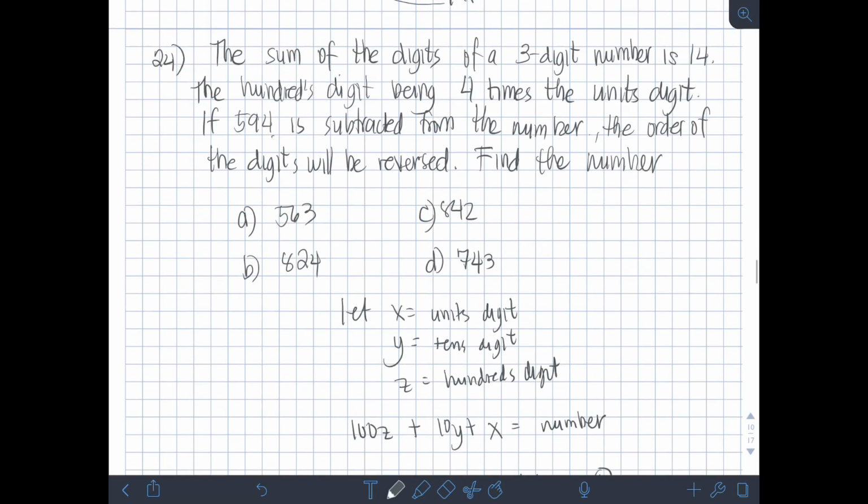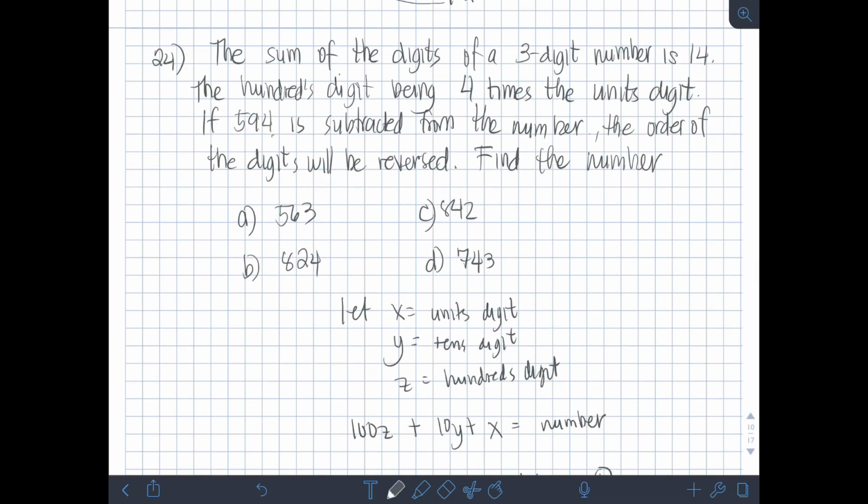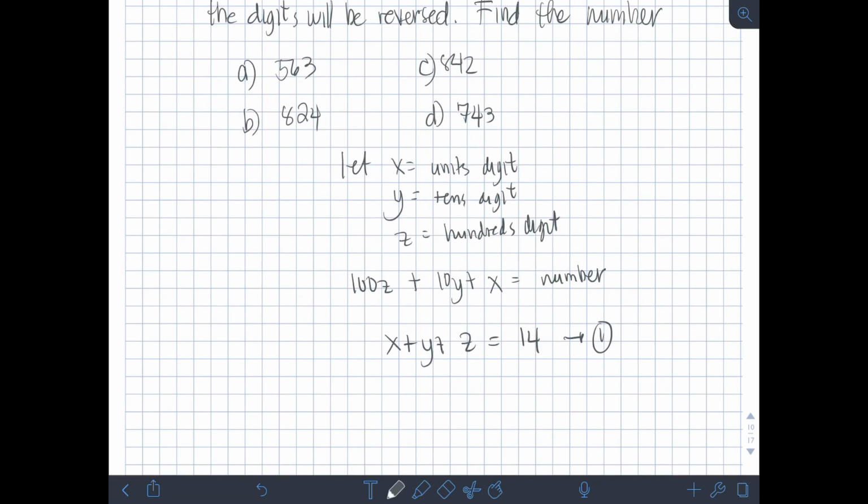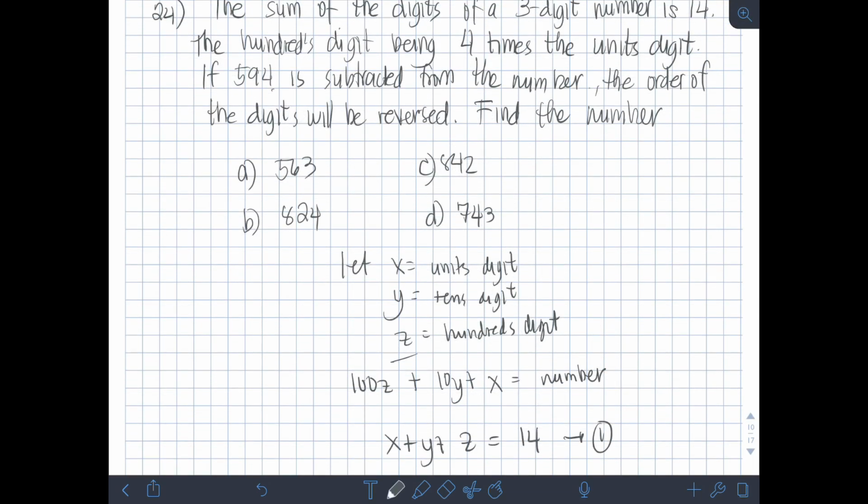Equation 1. Next, the hundredths digit being 4 times the units digit. So yung hundredths digit daw na z is 4 times the units digit which is x. So z equals 4x. Equation 2. Next, if 594 is subtracted from the number, the order of the digits will be reversed.